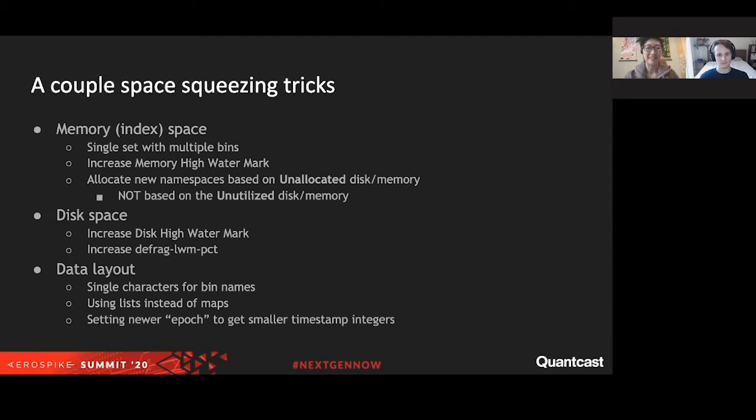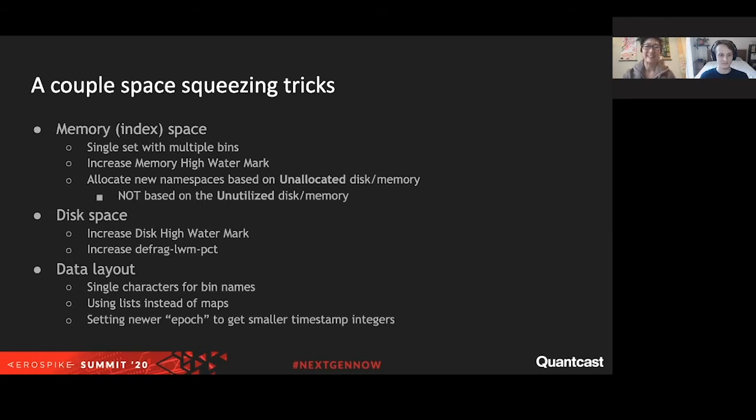We've been able to increase our high water memory mark from the default 60% because we run a medium-ish size cluster. We have about 18 nodes in our cluster. So we've been able to bump this up to about 80% because we think we have enough headroom for it. We run at a replication factor of 2, so we want to know that if one node goes down, the other nodes can cover for that node.